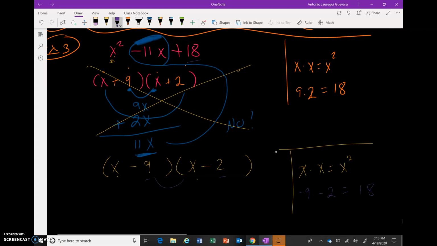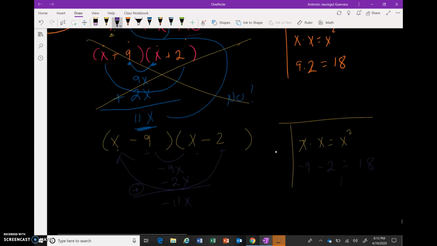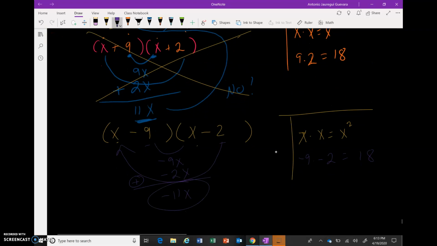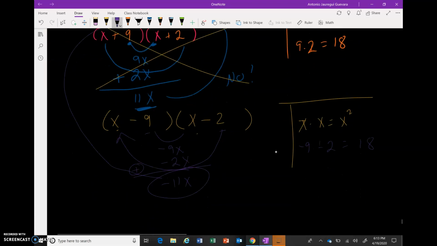Negative 9 times x gives me negative 9x. Negative 2 times x gives me negative 2x. If I add these two together, or combine like terms, we get negative 11x. Is negative 11x what I wanted here? Yes, it is. So that works.